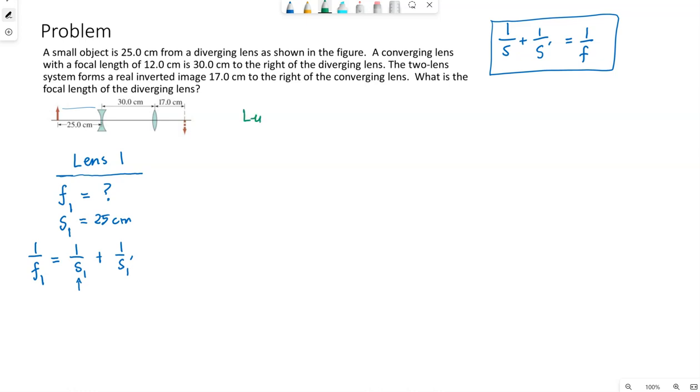So lens two. We're told this converging lens has a focal length of 12 centimeters. So F2 is 12 centimeters. We know it's 30 centimeters to the right of the diverging lens, and we know that it forms a real inverted image. So the image itself, S2 prime, is real, which means it is positive. It is 17 centimeters to the right of that converging lens. So real images, positive S prime, and for lenses, real images are on the opposite side of the lens from the object.